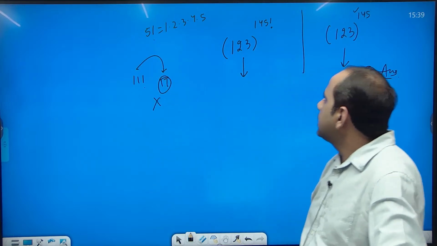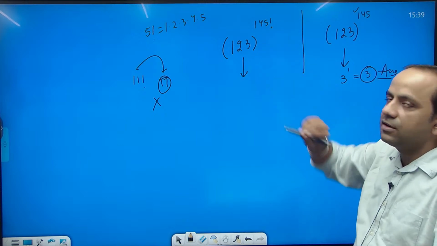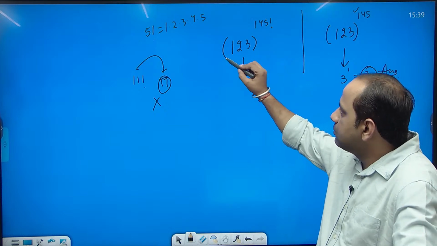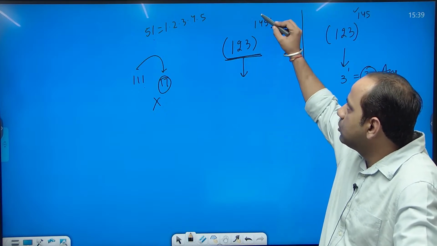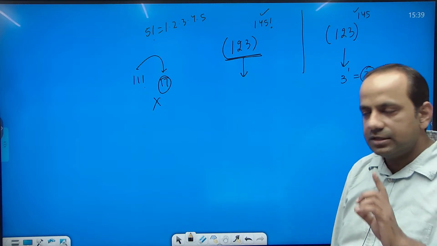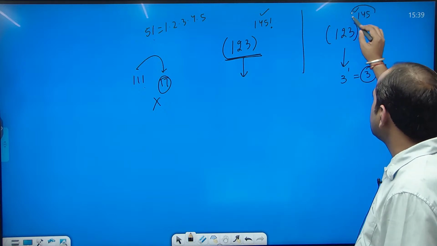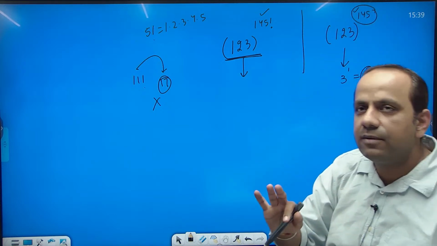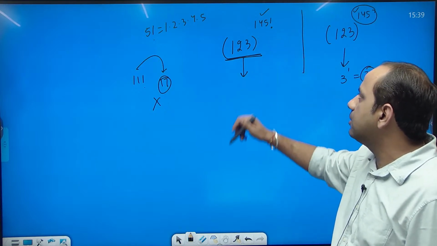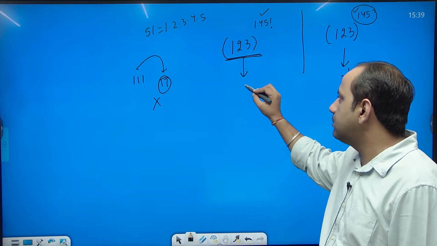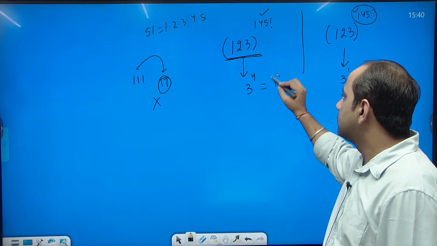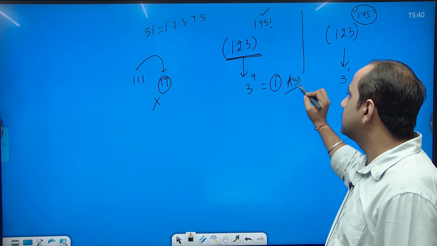But if I say 123 raised to the power 145 factorial, this belongs to which category? Third. We need to divide the power by 4. What do you think, is 145 factorial divisible by 4? Yes, it is divisible by 4. In the earlier case it was 145, and 145 is not divisible by 4, but 145 factorial is divisible by 4. So if it is divisible by 4, the remainder will be 0. That means we get 3 to the power 4, and that is the answer in this case.